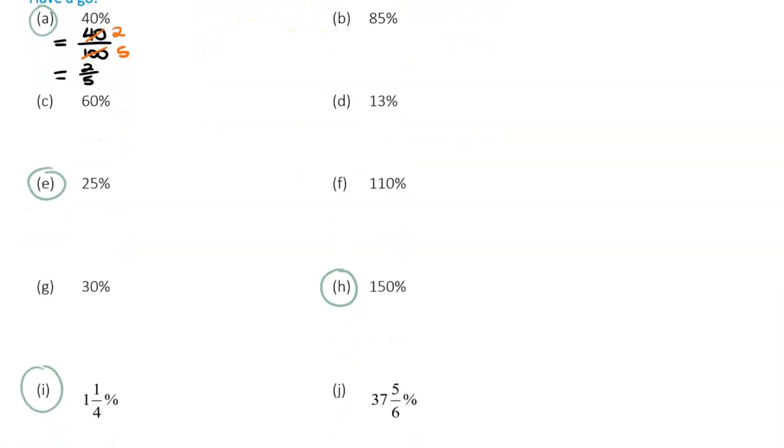Okay, the next one we're going to have a look at, 25%. Now you might recall that this is a quarter. But the reason it's a quarter, if we have 25 divided by 100, because remember, going from a percentage to a fraction, we divide by 100. And the highest common factor that we've got here is actually 25. 25 goes into 25 once, and it goes into 100 4 times. So that's why 25% represents a quarter here.